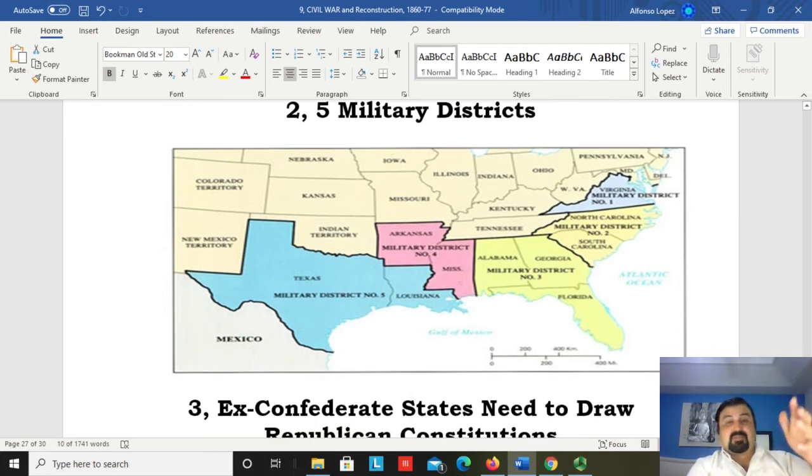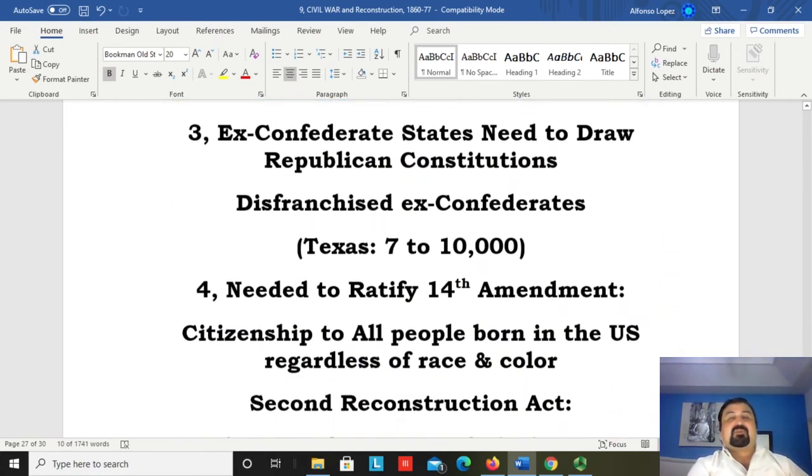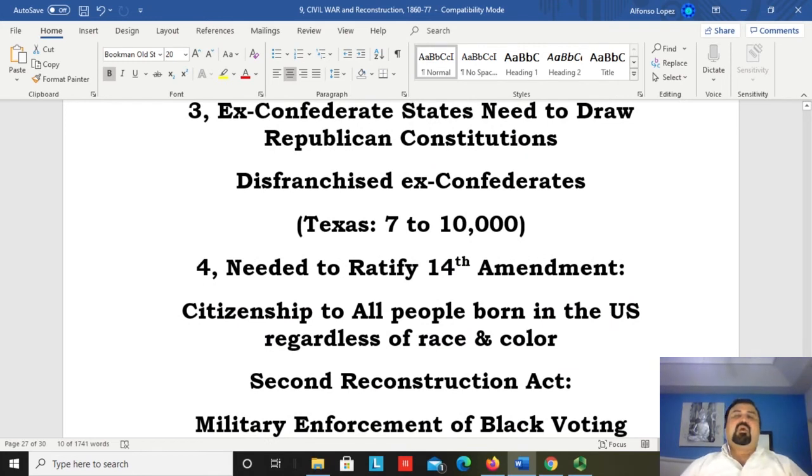They have to write new constitutions that are Republican. What is a Republican constitution? A Republican constitution is one in which there's no slavery, first and foremost. There's no monarchy, and there's no nobility. Nobody can be called a prince or a duke, an archduke, a baron, etc. Nobody. No aristocracy, in other words. Everybody's a citizen, in other words.